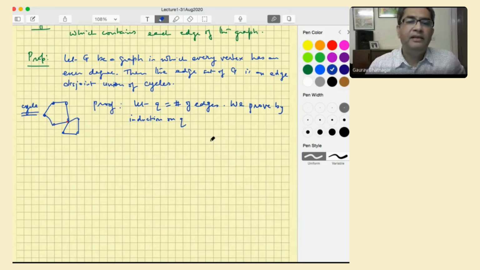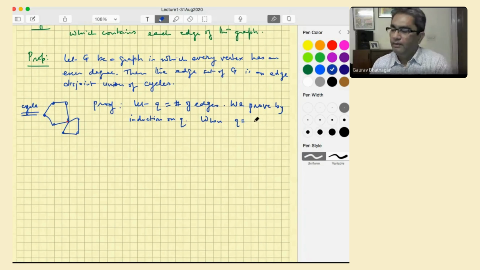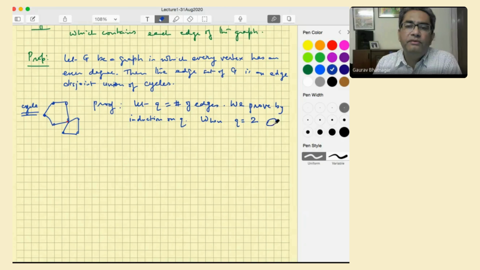We prove by induction on q. So when q is equal to 2, then we have this kind of situation. So that's okay. It's just one cycle.